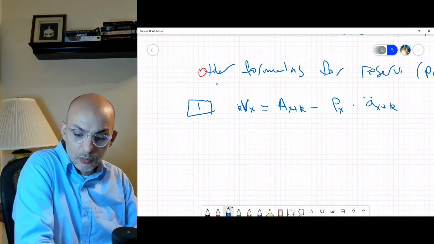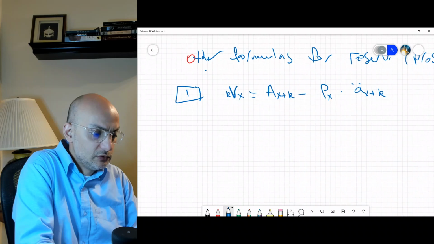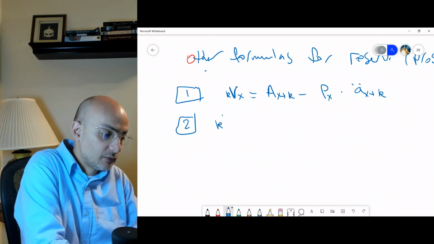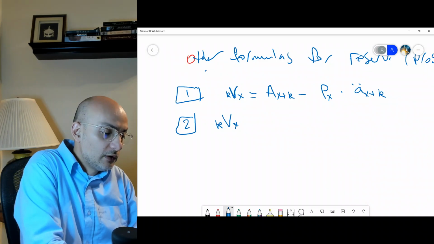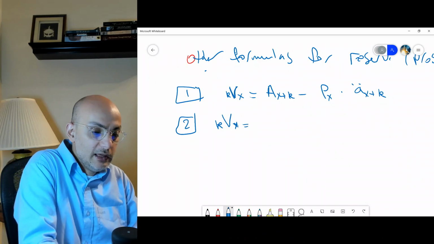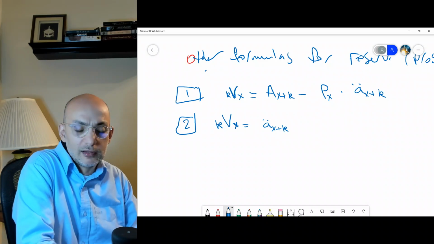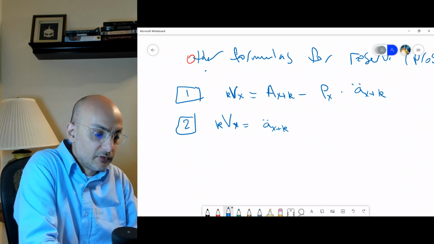This is the one we use most of the times, but actually the other ones sometimes are much easier for certain situations. Now imagine if you factor out the A(x+k), and you can verify it. You can play with it, and you will arrive at this one.